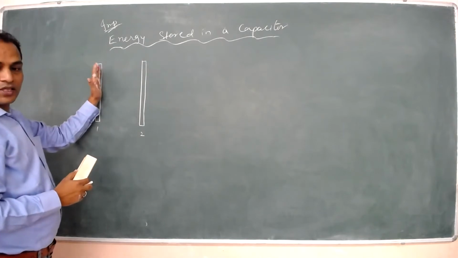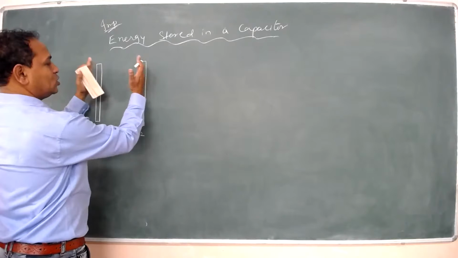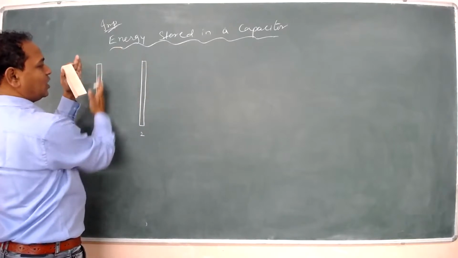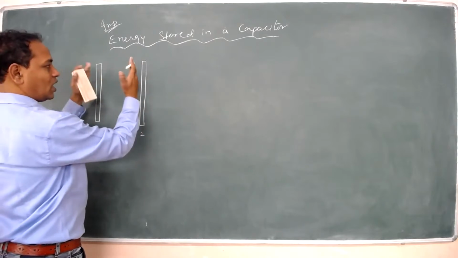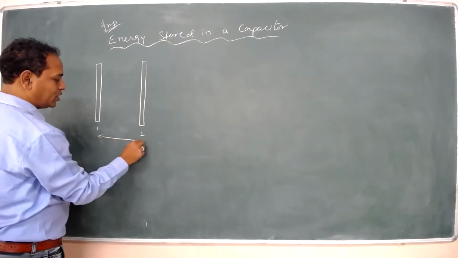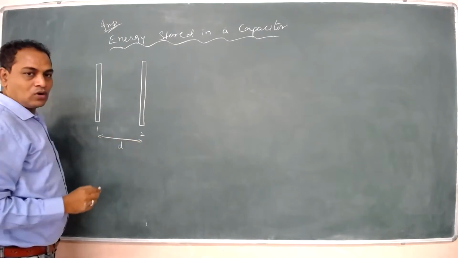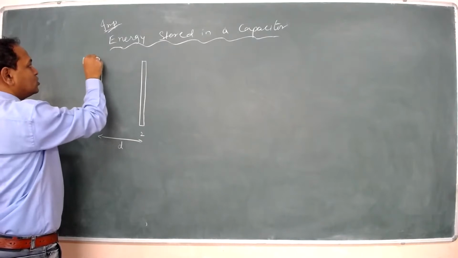These plates are like this. Carefully see, this is the plate and also this is the plate. This has an area, say that area is capital A. Both have the same area, say area A. And these two are separated by a distance, say that is d. So what is the area of the plate? Area is how much?